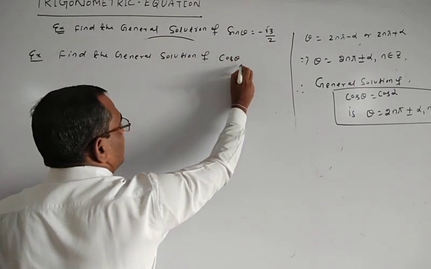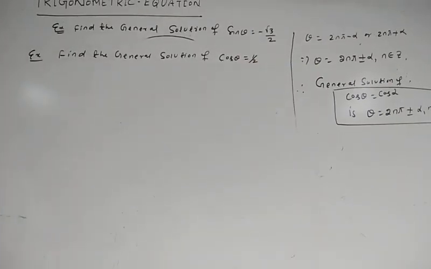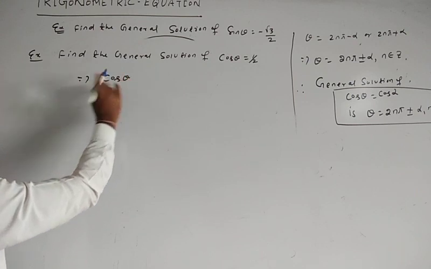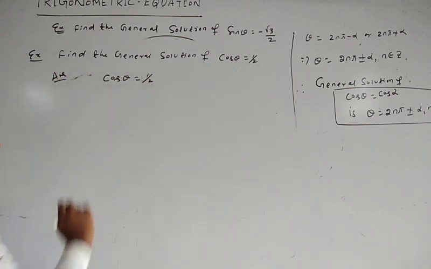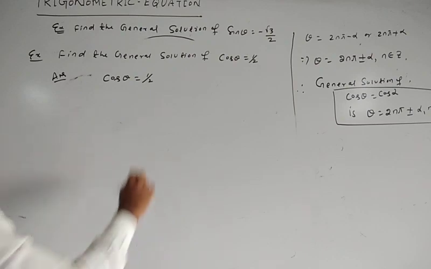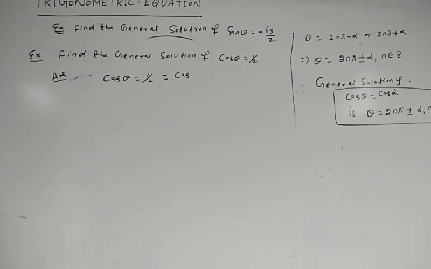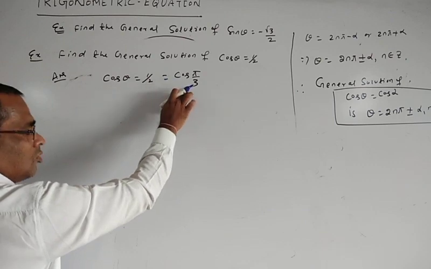cos theta is equal to 1 by 2. So how to find its general solution? First you have to write cos theta is equal to cos alpha. So alpha is equal to what? Alpha is equal to 60 degree, because cos 60 is equal to 1 by 2. So this is equal to pi by 3. So cos theta is equal to 1 by 2 is equal to cos pi by 3.